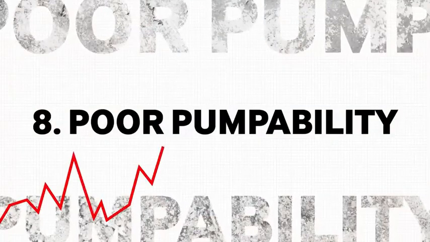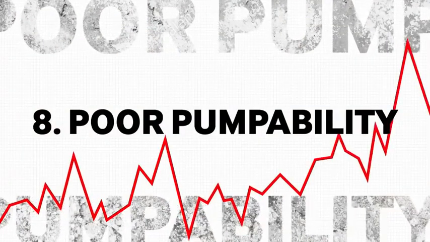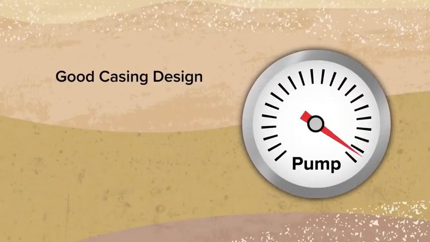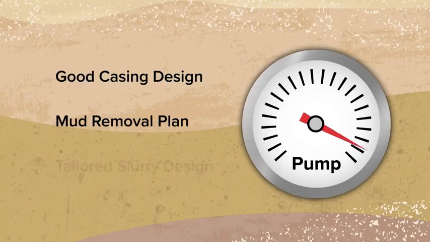Excessively high pump pressures during cementing indicate poor pumpability. To prevent this from occurring, there are many things to consider, such as good casing design, the mud removal plan, and a tailored slurry design.